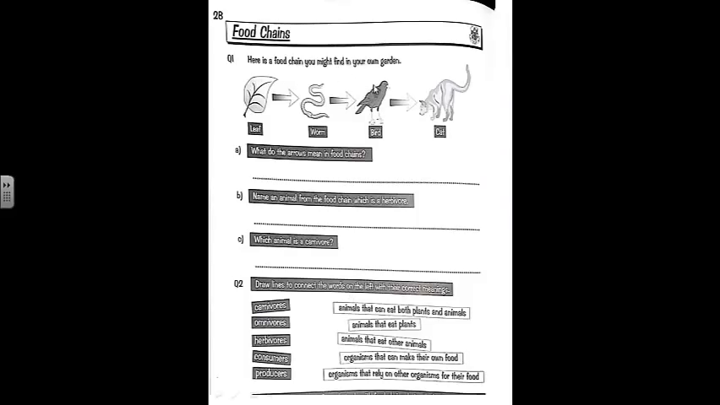Here is the food chain you might find in your garden. Leaf eaten by worm, and worm eaten by bird, and bird eaten by cat. What do the arrows mean in food chain? In the food chain, arrows mean the feeding relationship.